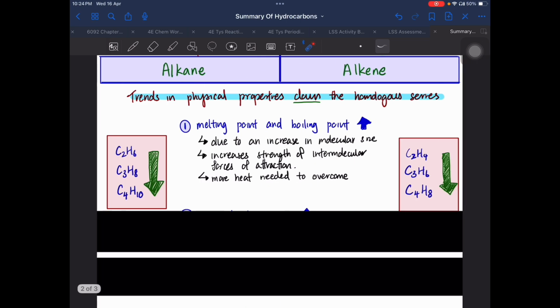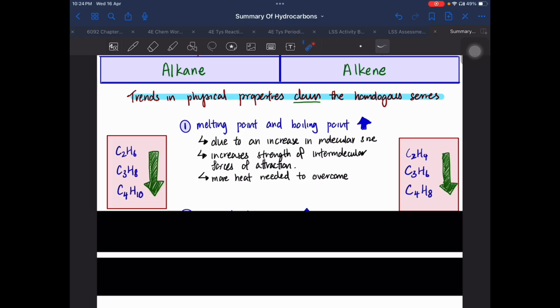So the good news is that there's actually only one set of things to understand, because both alkane and alkene have the same pattern in terms of their trends in physical properties. So whether you're going down alkane or whether you're going down alkene, everything on this slide can be applied. Number one, melting point and boiling point increases for all alkanes and alkenes as you move down.